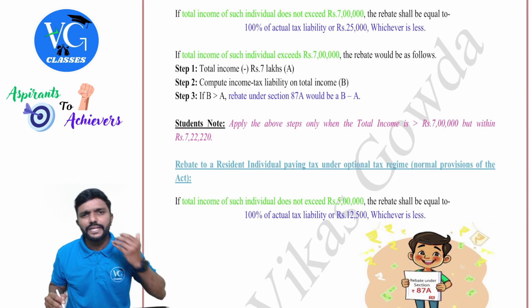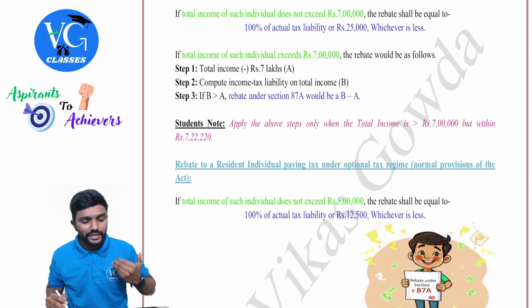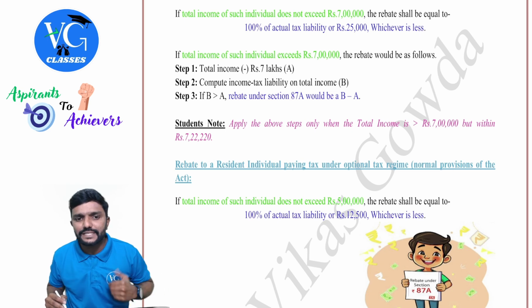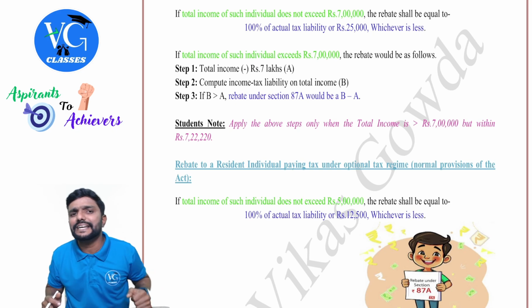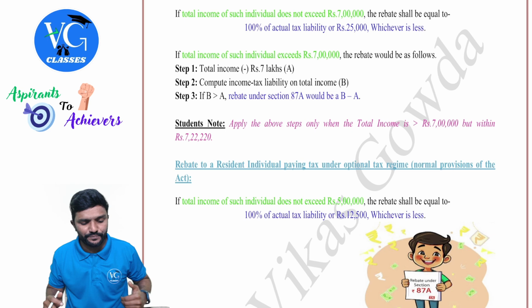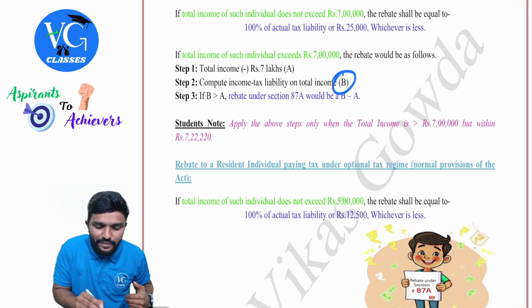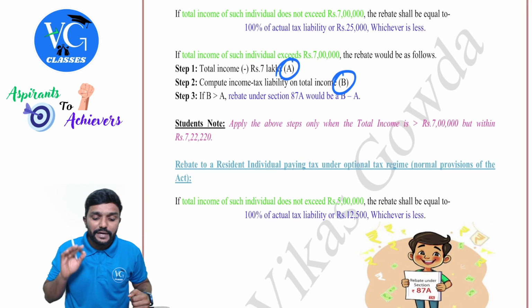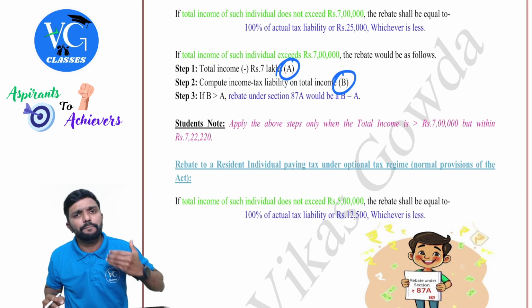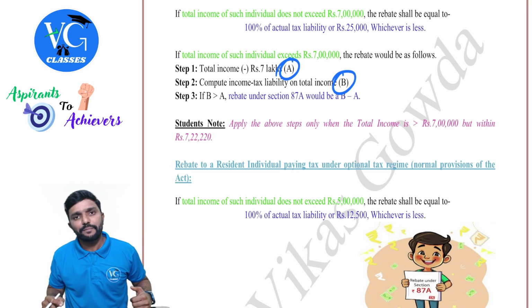Step 1 is total income minus 7 lakhs. Then step 2 would be to compute the income tax liability on whatever income you have. Assume you have 7 lakh 20,000, you have to calculate tax on that applying the slab rates. Then if B is more than A, means we would have given a notation B and A. That is step 2. If it is more than step 1, then the rebate under section 87A will be B minus A, guys. B minus A.